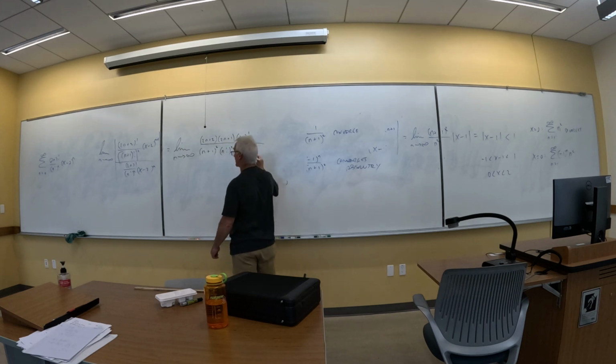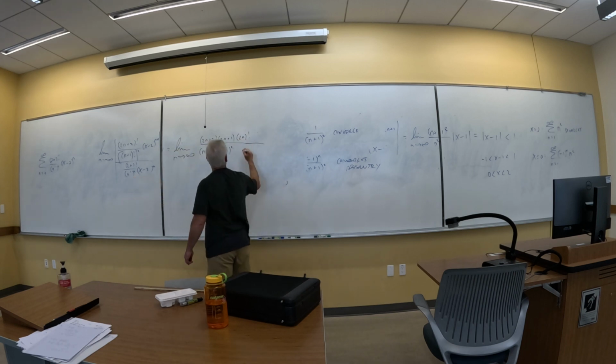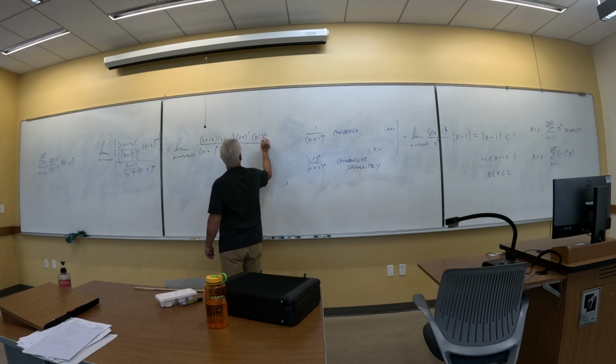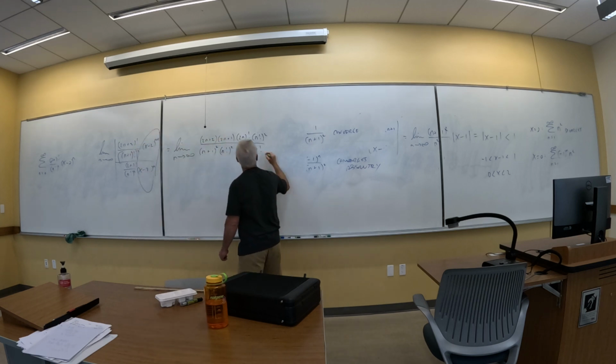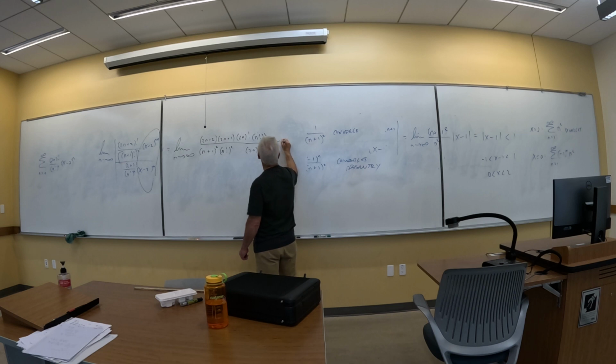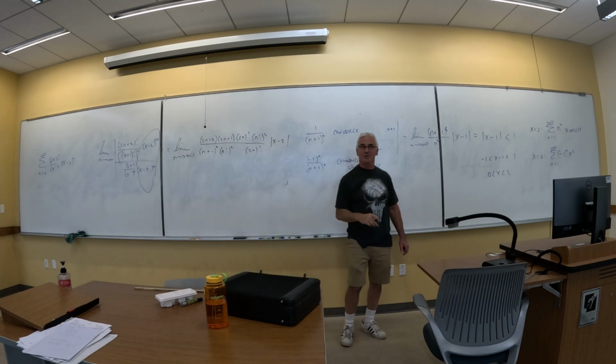Sure. So what's going to go on top here? The n factorial squared, and what's going to go on the bottom? The 2n factorial. Now, what about this? Well, that's the easiest part. There's x minus 2 absolute value. x minus 2 in absolute value to the first power.